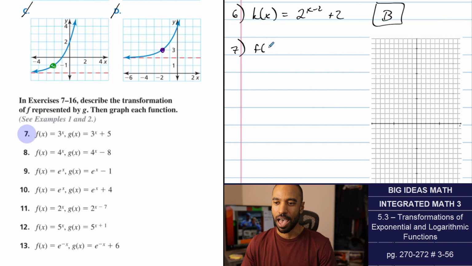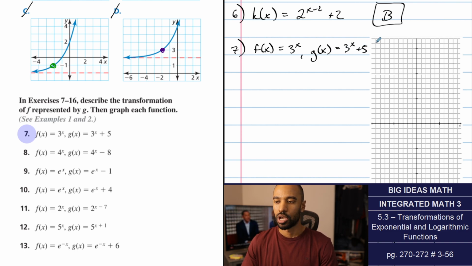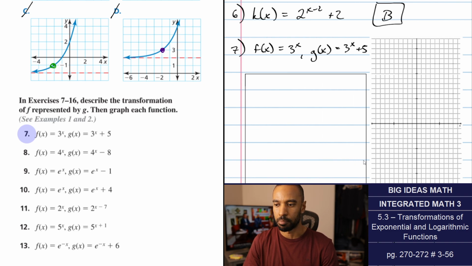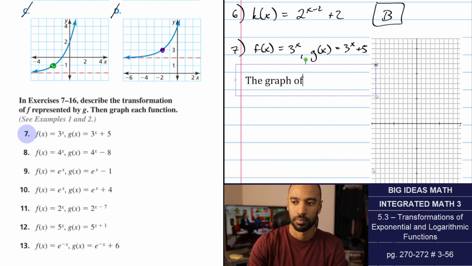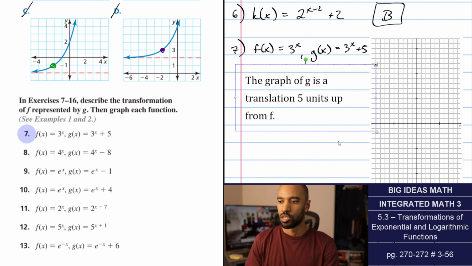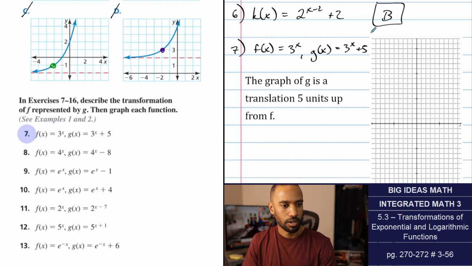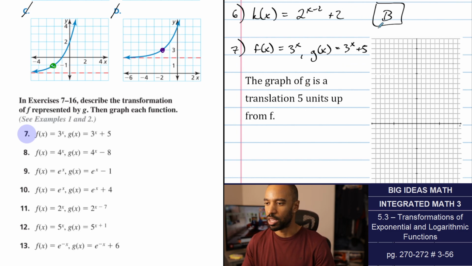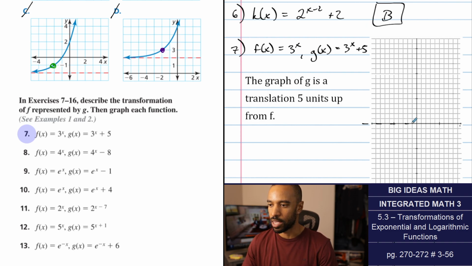All right, f of x equals 3 to the x power, and g of x equals 3 to the x plus 5 power. So as far as description goes, this is just a translation 5 units up. The graph of g is a translation 5 units up from f. So that's the description of this. Is that all? And then graph. No domain range. So for 3 to the x, right here, we start with an asymptote at y equals 0.